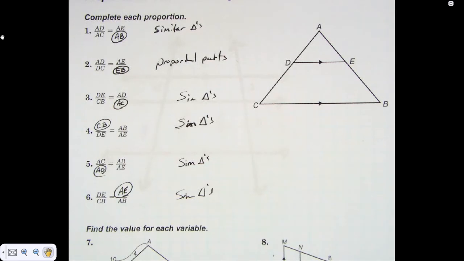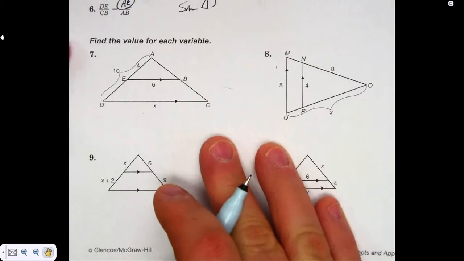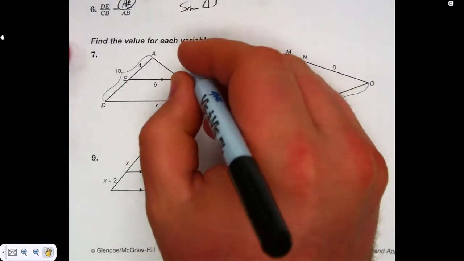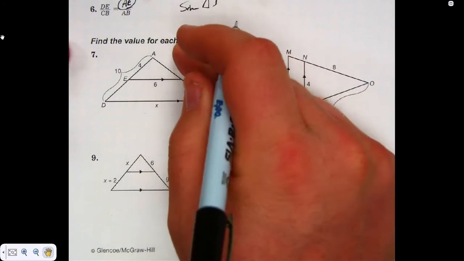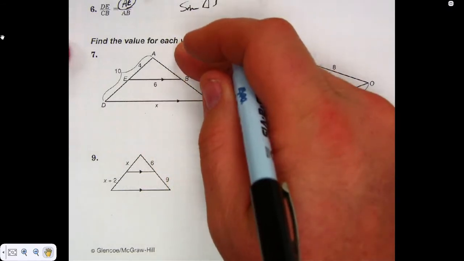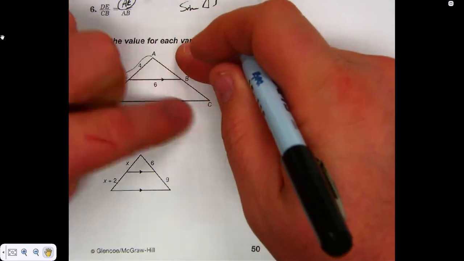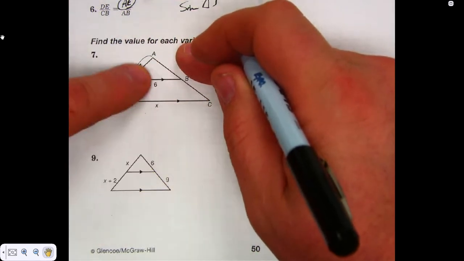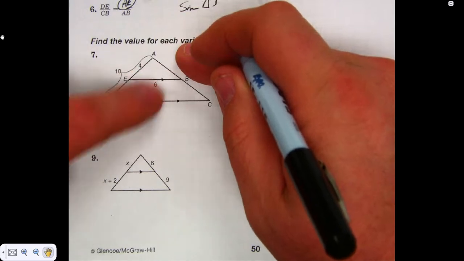Yep. Okay, let's look at number 7. Find each value. Am I going to use similar triangles or proportional parts? Which one am I going to need to use here? Well, what's the other proportional part? AB and BC, right? Do I know anything about those? No. So I'm probably not going to use proportional parts. Anytime you use the parallel bases, you're going to need to use similar triangles.